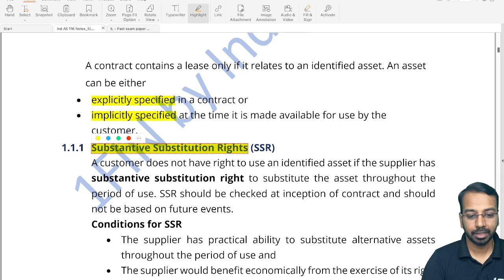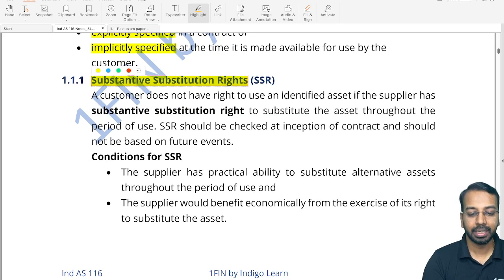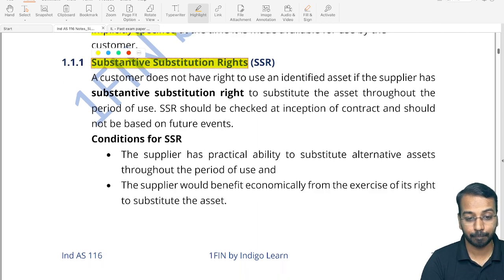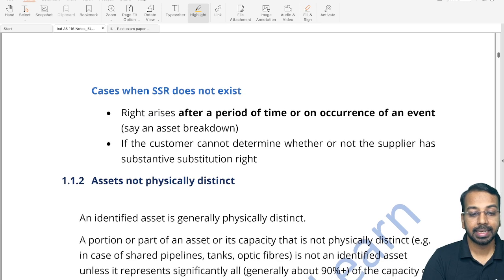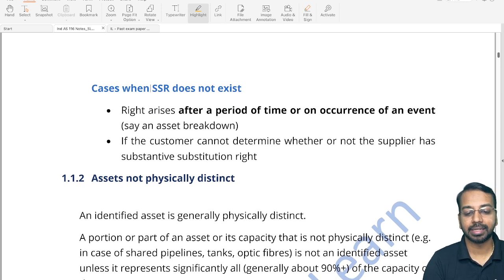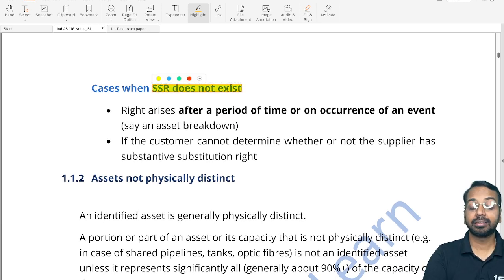So if these two conditions are fulfilled, we say that the lessor has SSR and the asset is not identified. Now, cases when SSR does not exist.